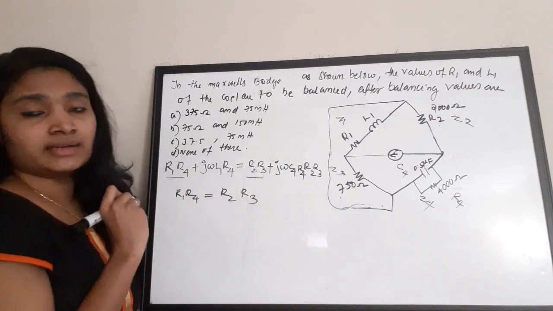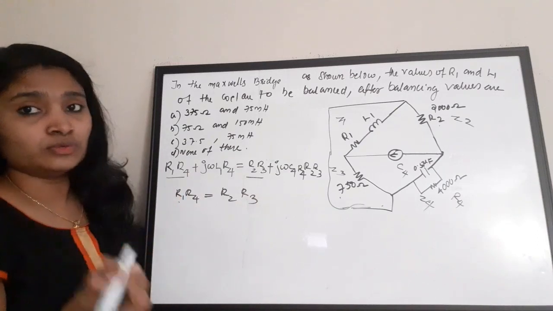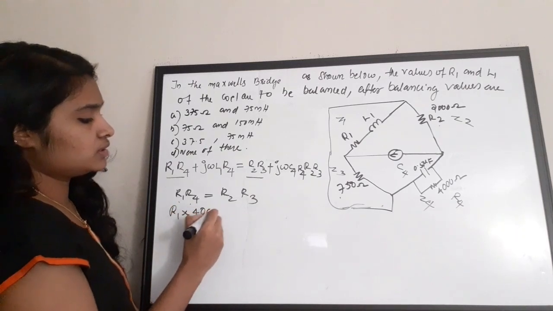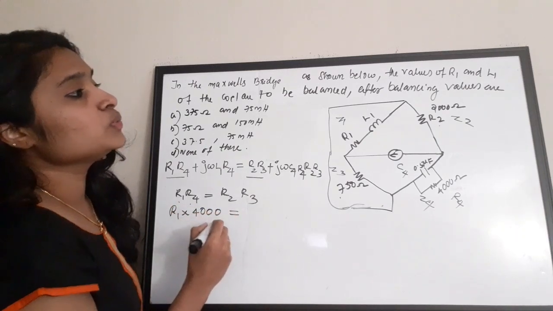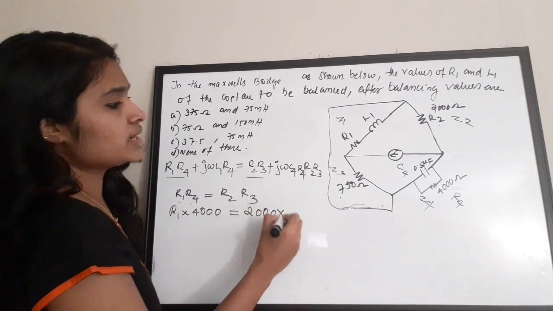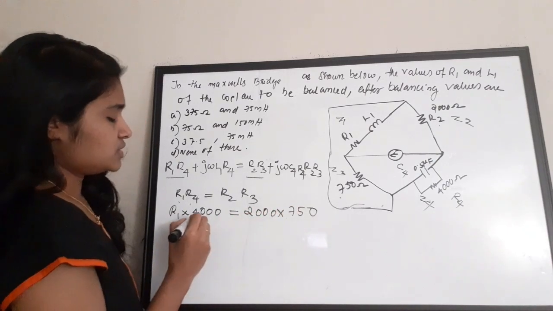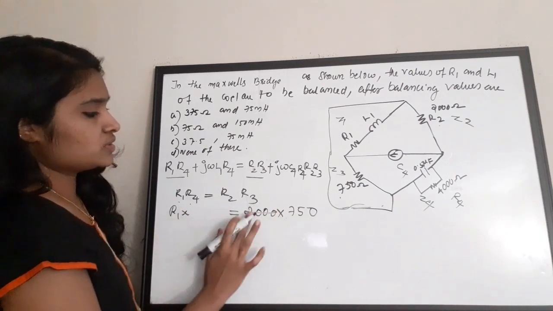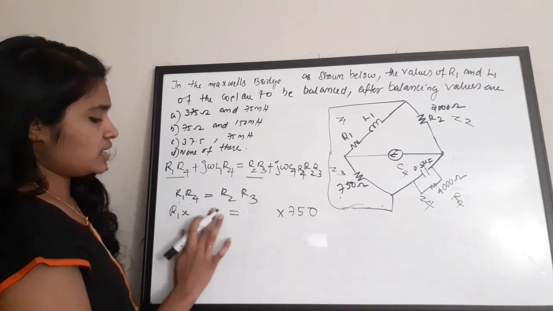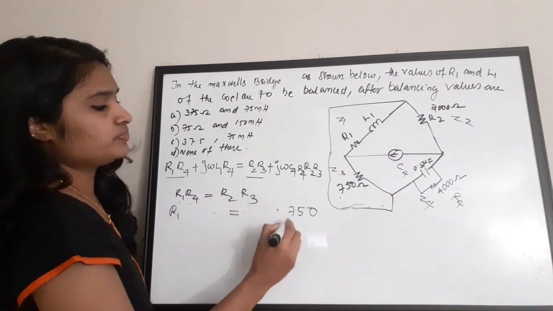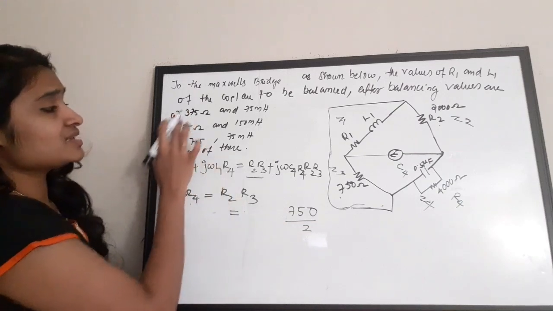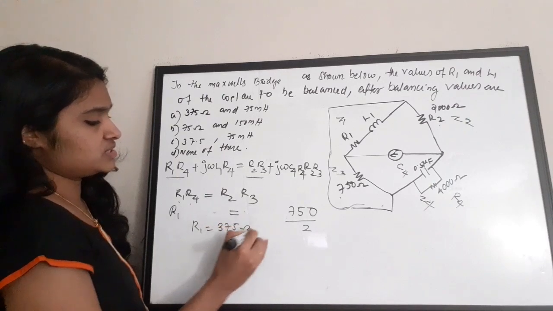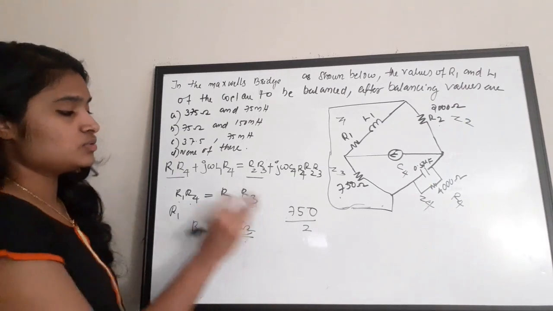So what is the value of R1 that we need to find? R4 is 4000. So R1 into 4000 is equal to R2, which is 2000, into R3, which is 750. I'm going to cancel this 2000 with this 4000 and you will get a 2 here. So R1 is 750 by 2. What is 750 by 2? It is 375 ohms, the value of R1. I hope you understood how to find R1.